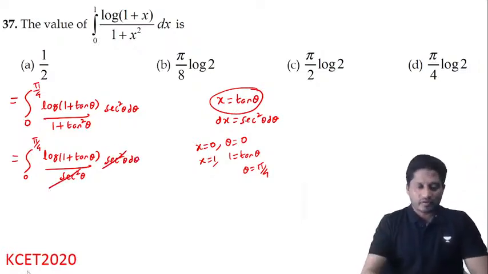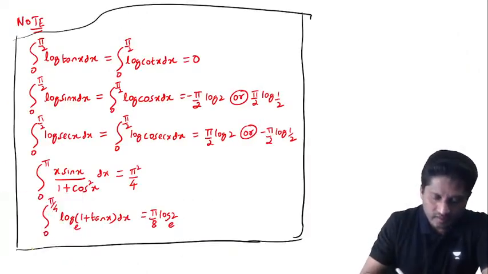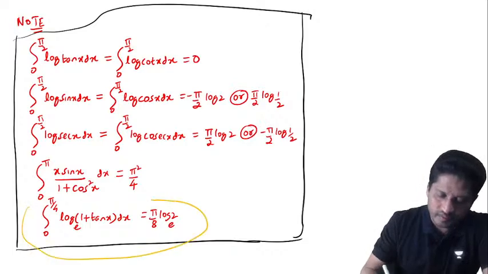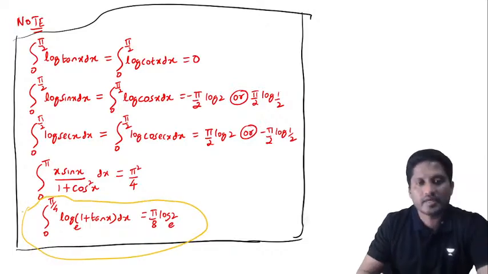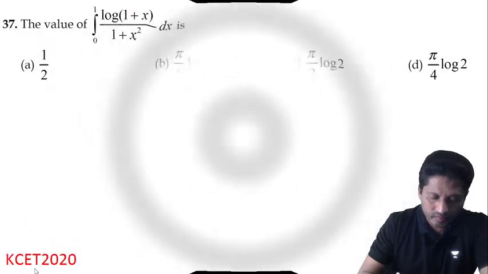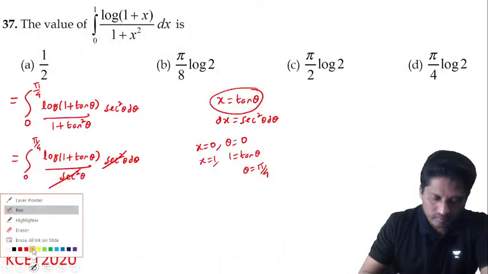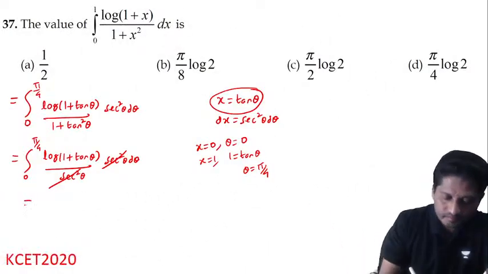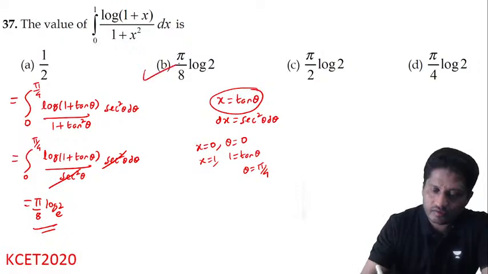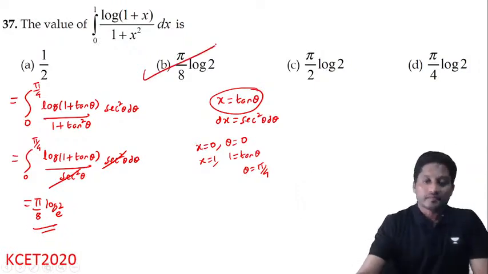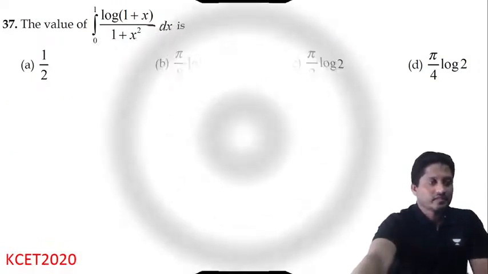0 to pi by 4 log of 1 plus tan x dx. Using the last result, the answer is pi by 8 into log 2. So this is equal to pi by 8 into log 2 to the base e. So the answer is pi by 8 log 2. Answer is option B. Let's move to the next question.